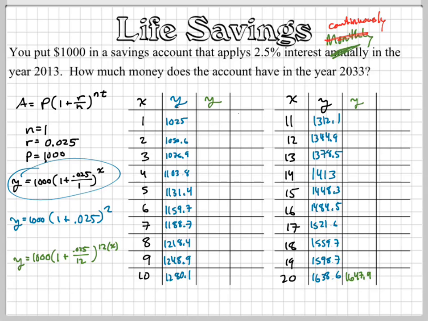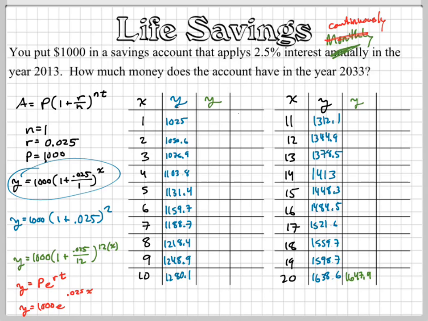Okay, we're going to use a different formula now. We're not going to use this other one. We're going to use y equals p times e to the rt. I always remember it by going y equals pert. So we have y equals 1,000 e raised to 0.025 times x. X is my independent variable, so that's what I put right there.